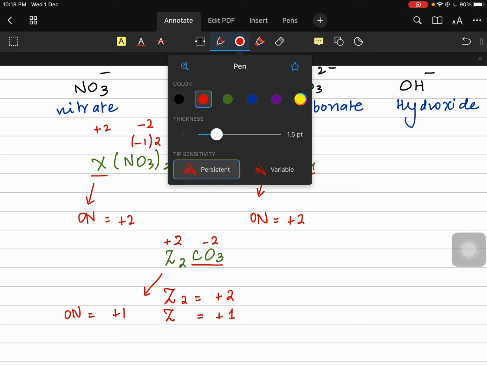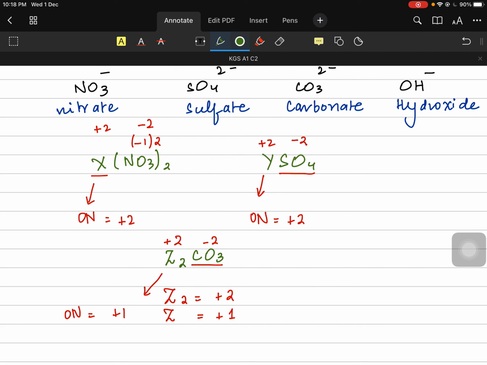A similar example would be, for instance, let's call it element Q. Let's say QOH3. So I know that OH as a whole is a -1. There are 3 OHs, which means a -3. Q has to be +3 to counter it. So the oxidation number of Q is going to be equal to +3.